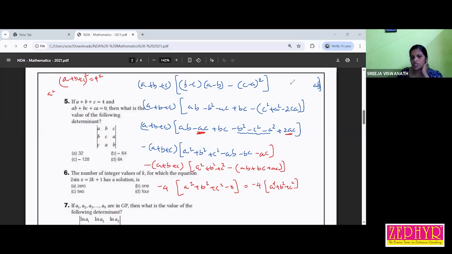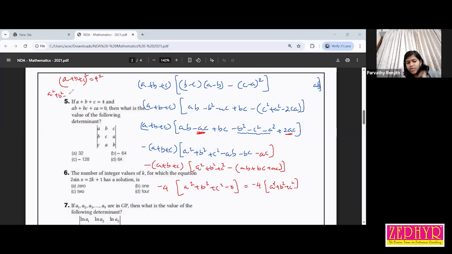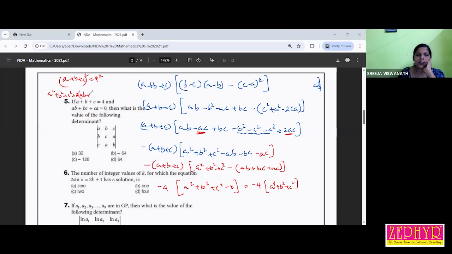What is A plus B plus C the whole square? A square plus B square plus C square plus 2AB plus 2BC plus 2AC. Yeah. A square plus B square plus C square plus 2 into AB plus BC plus AC, which is equal to 16. Here it is given that this is 0. So what is A square plus B square plus C square? 16. So the answer is minus 4 into 16, minus 64.